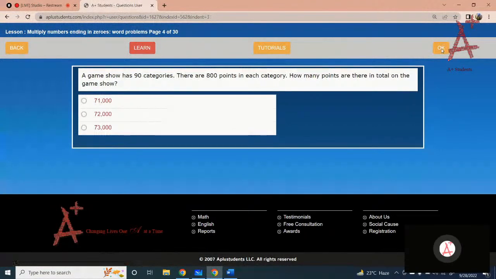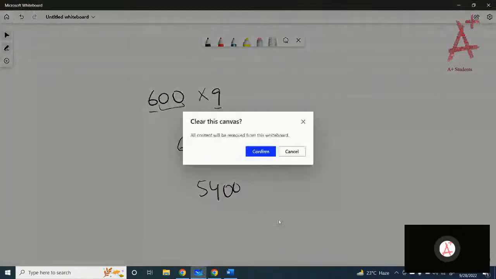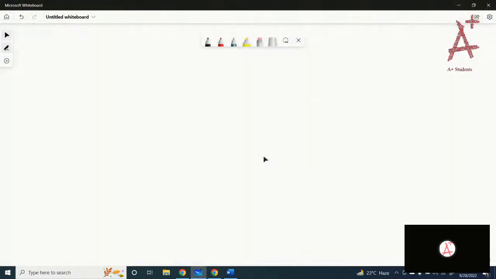Okay, the next one is a game show has 90 categories. There are 800 points in each category. How many points are there in total on the game show? So you have 800 points in one category, and you have 90 categories in total. So you have to do 90 times 800. Got it? So we just have to multiply the digits. We don't multiply the zeros, we just add the zeros at the end.